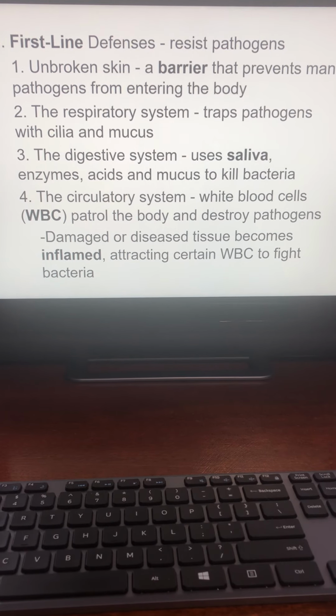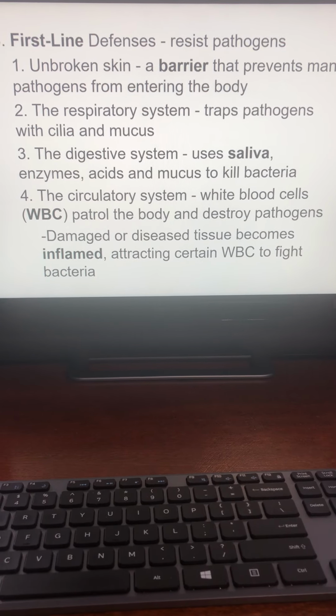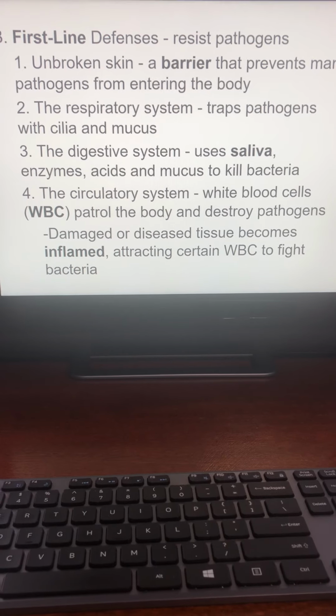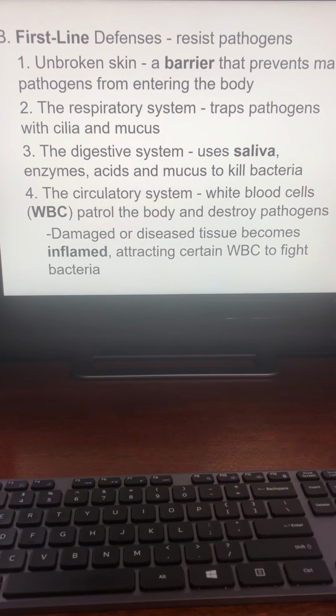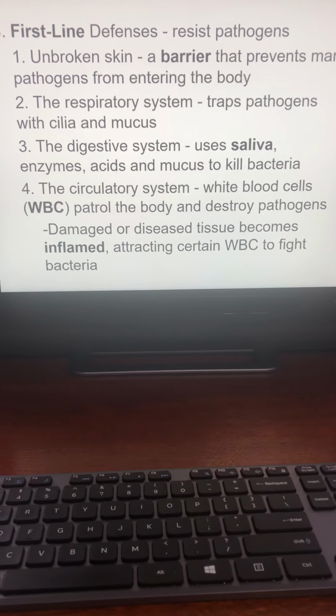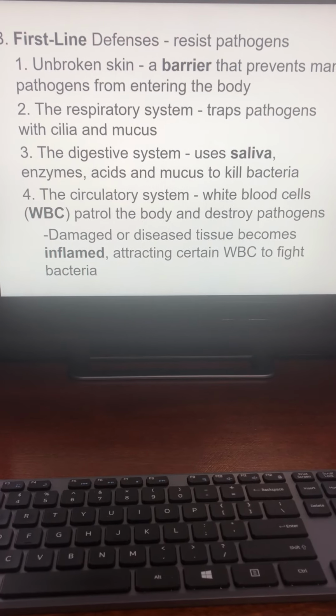If you have damaged or diseased tissue, then that will lead to inflammation. You've probably heard a lot of talk in the news about inflammation. And if you have inflammation, then the white blood cells are attracted to that area, and they will try to fight the infection.